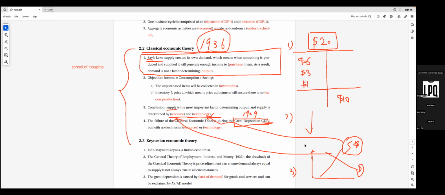Supply really determines GDP because people make money to spend it. So if we supply everything, produce more things, then people make more money, then people will buy more things. So the overall economy will grow. Sounds like a reasonable explanation, but what is the problem?